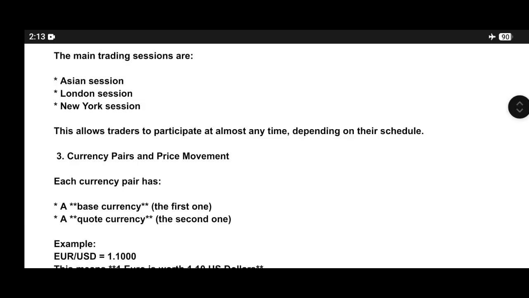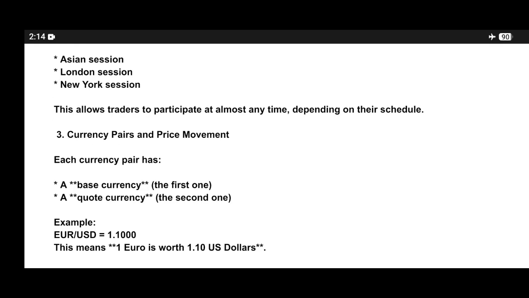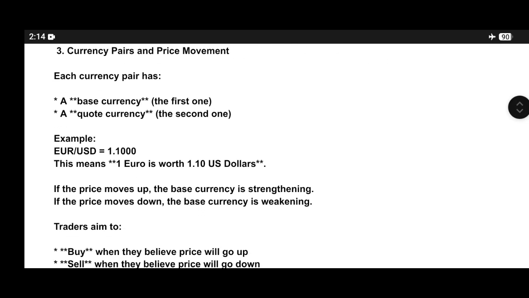Number three is currency pair and price movement. Each currency pair has a base currency, which is the first one, and a quote currency, which is the second one. Let me give you an example. EUR/USD is at the price of 1.100. It means that 1 euro is worth $1.10 US dollars.